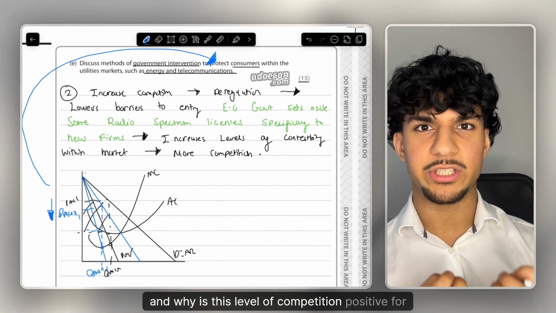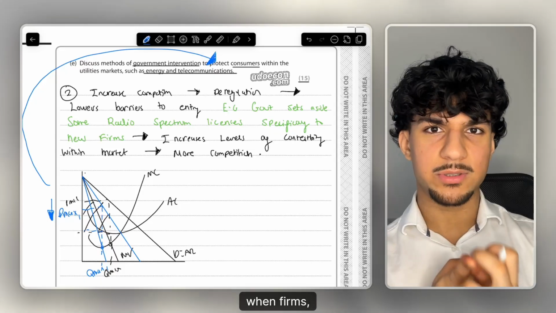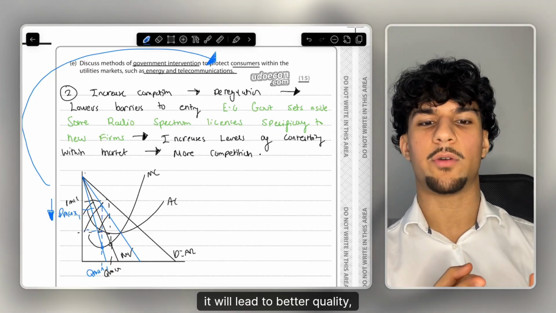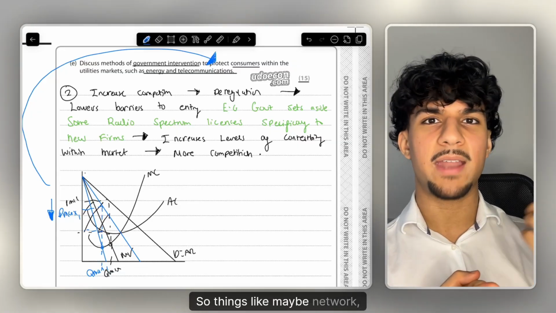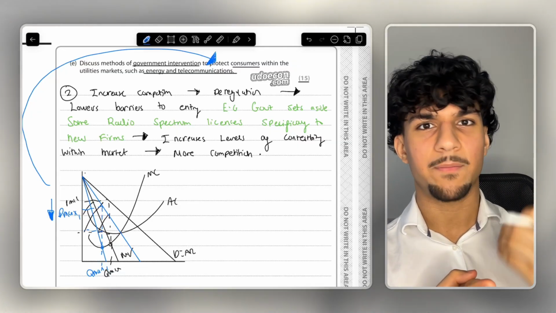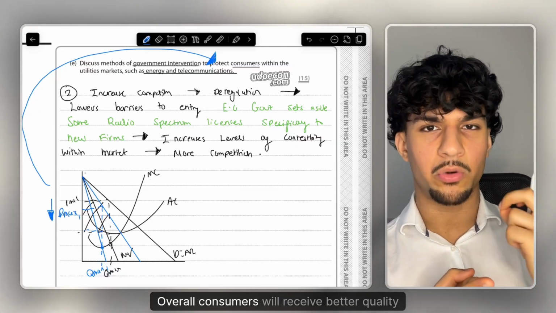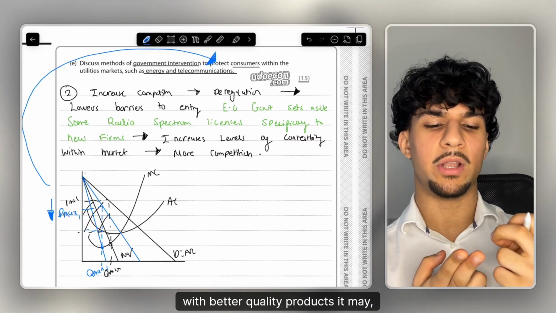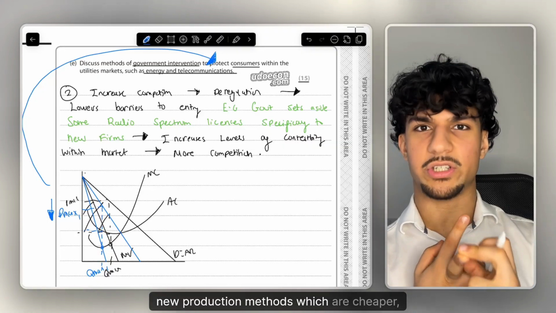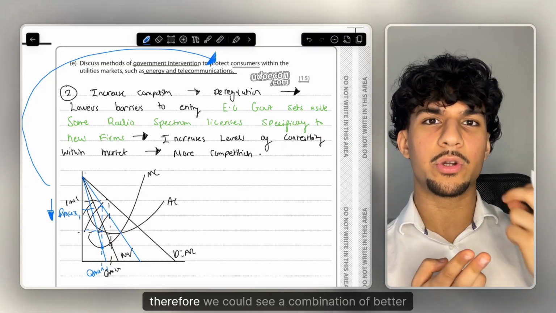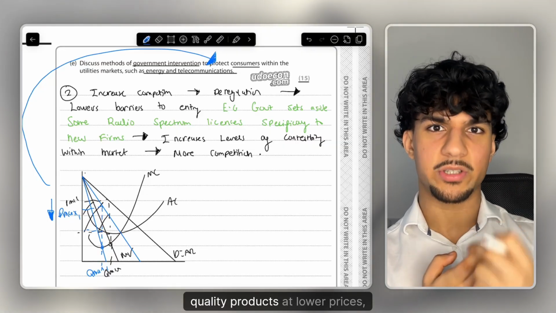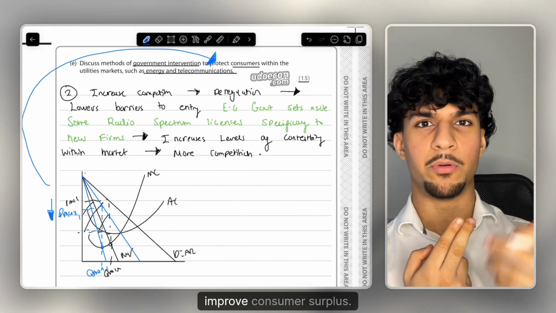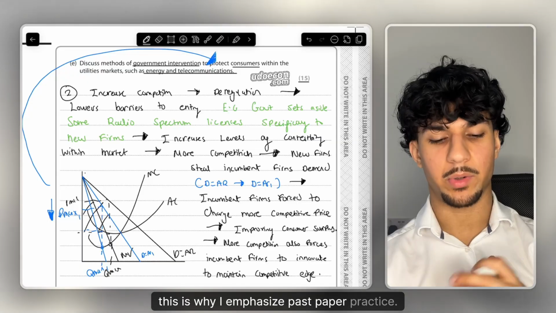And why is this level of competition positive for consumers? As when these incumbent firms will be investing into research and development, it will lead to better quality, of course, for consumers. So things like maybe network in rural areas, it will improve this. Overall, consumers will receive better quality products, but then also with better quality products, it may lead to new production methods which are cheaper, which are more efficient. Therefore, we could see a combination of better quality products at lower prices, which both, of course, would improve consumer welfare, improve consumer surplus. This is why I emphasize past paper practice.